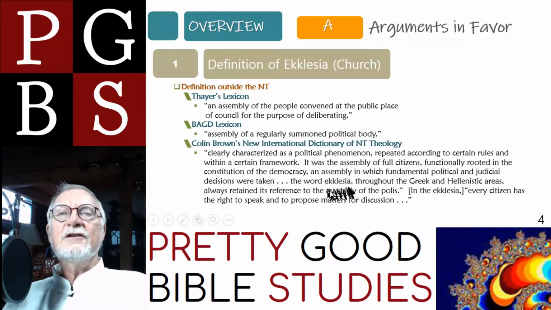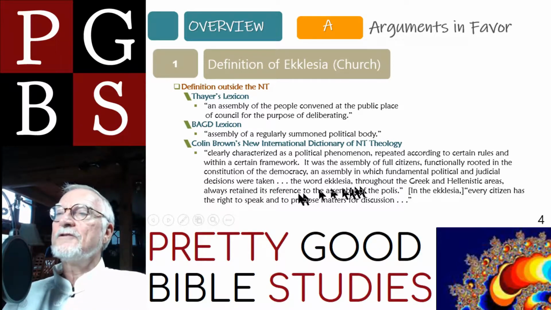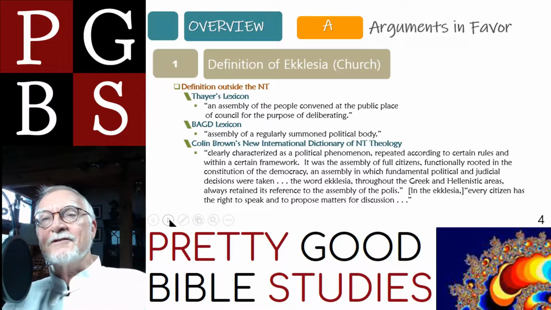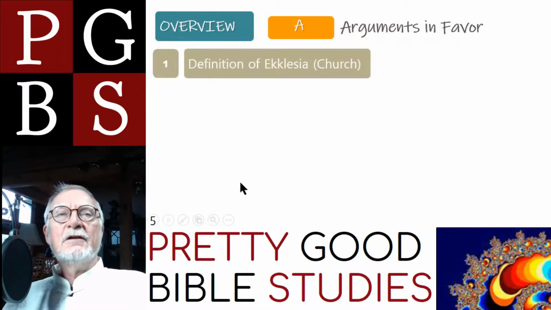The word ekklesia throughout the Greek and Hellenistic areas always retained its reference to the assembly of the polis. In the ekklesia, every citizen has the right to speak and to propose matters for discussion. That is a perfect description of what the church is supposed to be like. Even though the term is being used here in a political context outside the New Testament, it is still the idea of what a church is like.